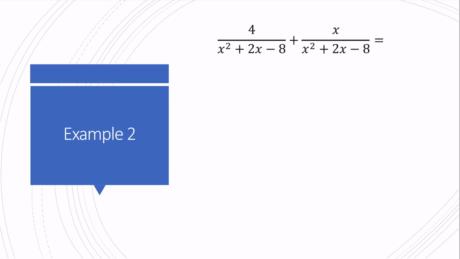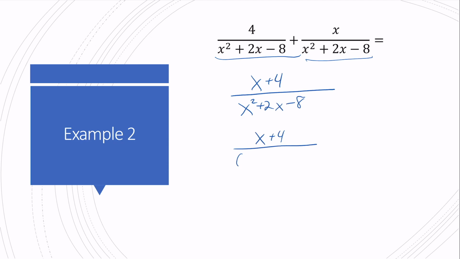Next, I have 4 plus x. I'm going to rewrite this as x plus 4, and both of these are over x squared plus 2x minus 8. I can then factor my denominator: x plus 4 over x plus 4 times x minus 2. Because what are the factors of negative 8 that add up to 2? Well, that's 4 and negative 2. And since my leading term is 1, I can use this shortcut. Those cancel, and I have 1 over x minus 2.